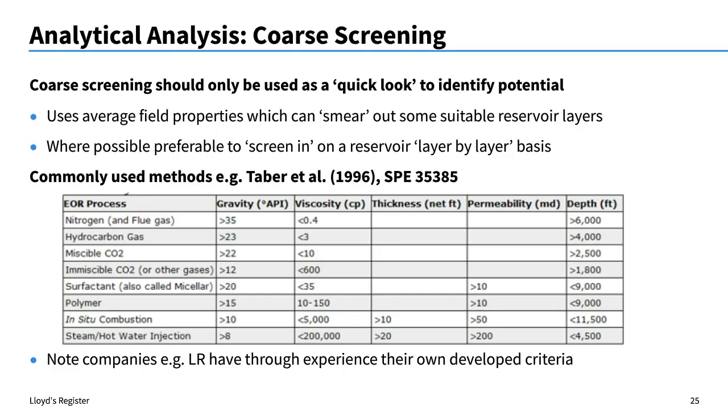Now, I would caution, having done quite a few of these screening studies, actually in the hundreds, that you should always use, as far as physically possible, the reservoir properties of the individual layers within your field. To use averages, you tend to smear out potential. In a number of the fields that I've reviewed over the years, you've got maybe five layers or three layers in your reservoir, but maybe only one or two are viable for EOR. So if you average the properties across the layers, you may find that actually alters the screen unfavorably. And my approach would always be to try and screen in EOR rather than screen out.